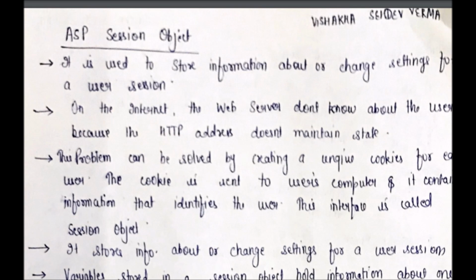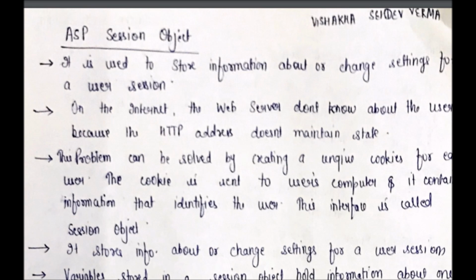Now we will be discussing the ASP Session object. The Session object stores the information needed for a particular user session on the web server. It is created every time an ASP page from the website or web application is requested by a user who does not already have a session. It is used to store information or change the settings for a user session.